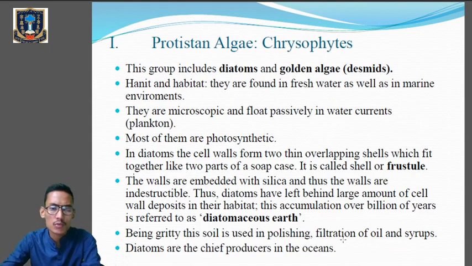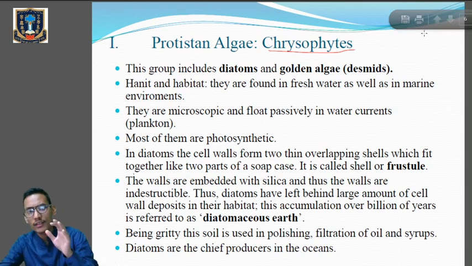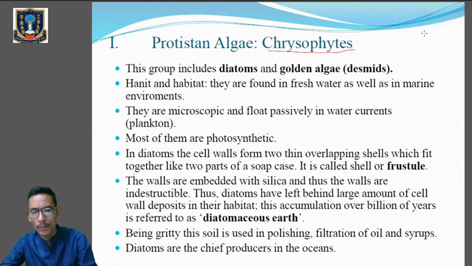Now let's begin with the first one, the Protistan algae, chrysophytes. We'll just go with the general characteristics, so kindly note it down, because when we go through the book, we'll find a huge amount of characteristics. Clear? So kindly copy this one. Note down the characteristics of chrysophytes.